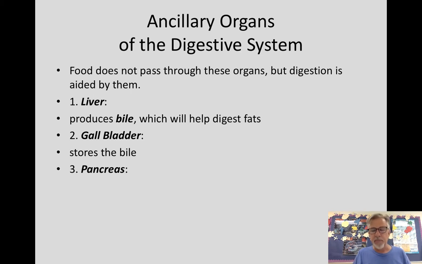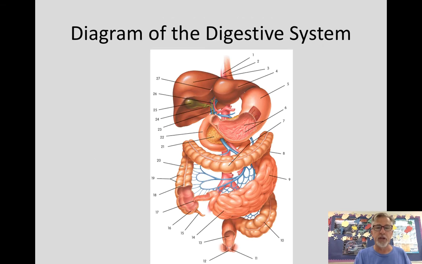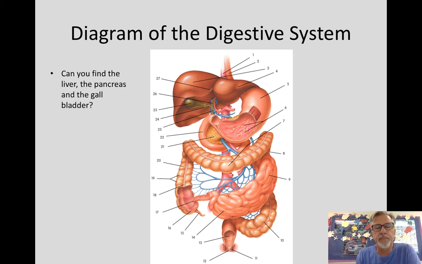And then finally we have the pancreas, which is associated with the other two, and it produces enzymes for digesting the food into building block molecules. And it also raises the pH of the food stream when it enters the intestine. So now we have the same diagram we saw earlier, the dorsal view of the viscera. And can you identify the liver, the gallbladder, and the pancreas?